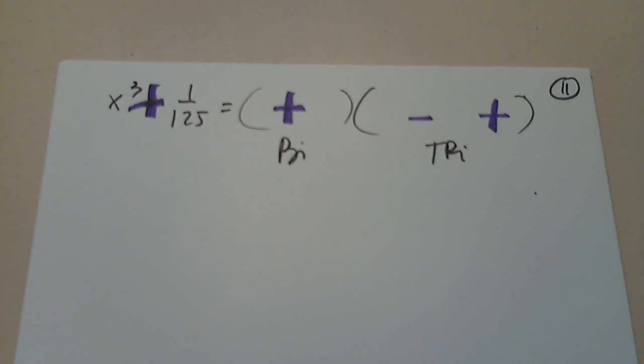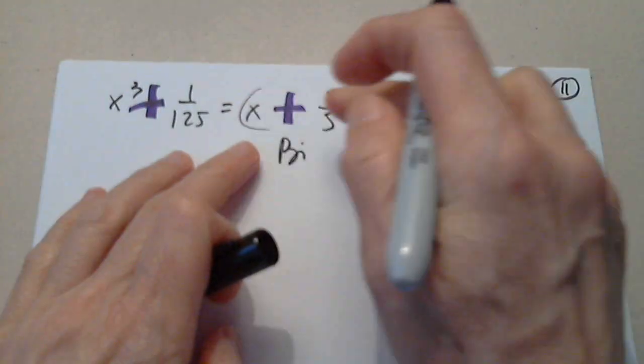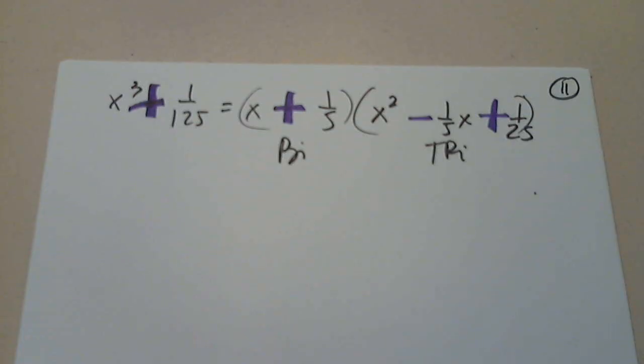X and 1/5. X and 1/5. Once you said that, I square, multiply, and it's done.